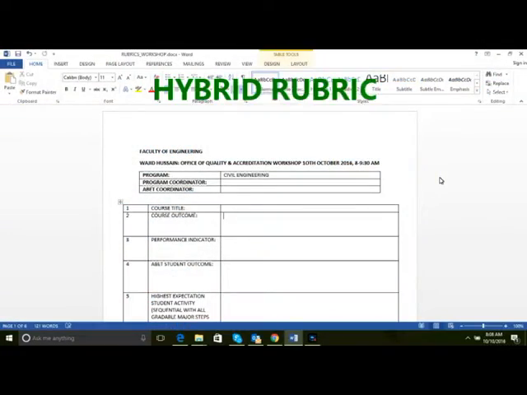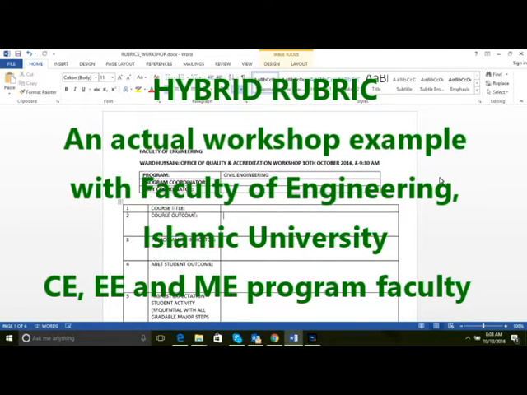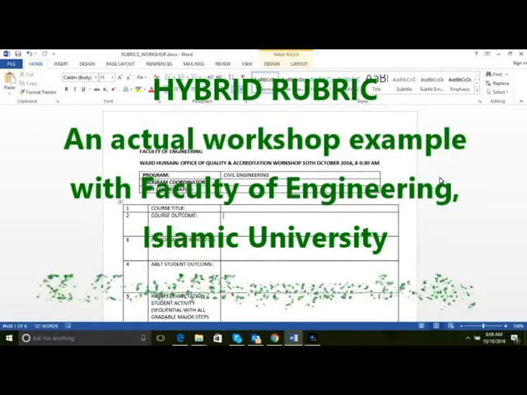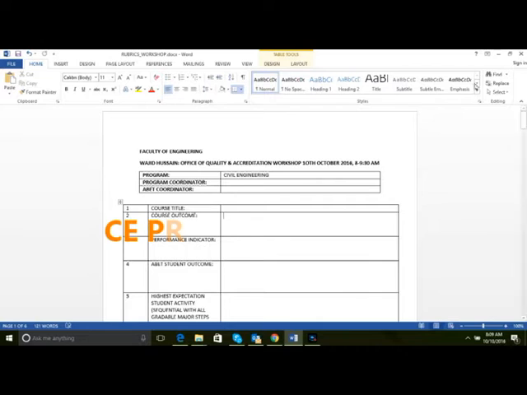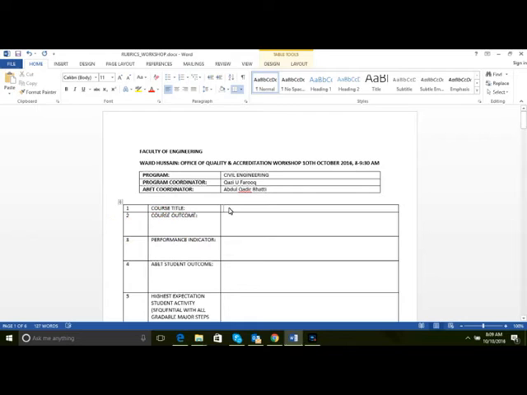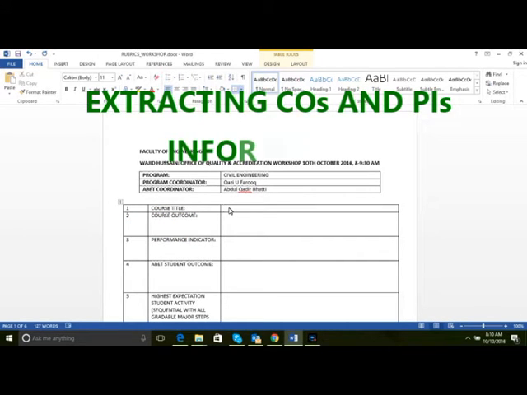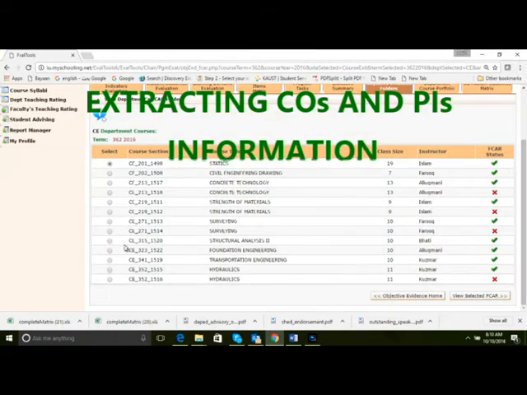An actual workshop example with Faculty of Engineering, Islamic University Civil, Electrical and Mechanical Engineering Program faculty. Let's start with the civil engineering example. Program coordinator and EBIT coordinators. Let's extract course outcomes and PI's information from our eval tools course portfolio. Structure analysis. Civil engineering 312 structure analysis.